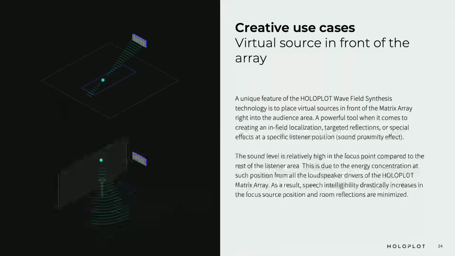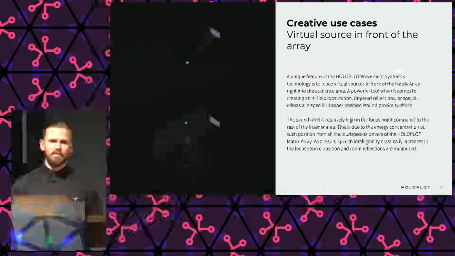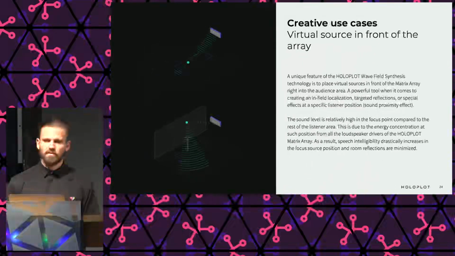Those focused virtual sources can be placed on the audience area, creating a proximity effect, something similar to if someone would speak to you at a close distance. But you can also place those focused virtual sources on walls or surfaces in the venue so that they reflect back to the audience area, something similar to if you would use a mirror to reflect light in a different direction.